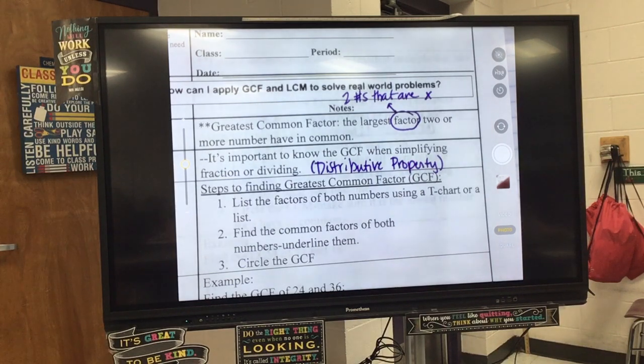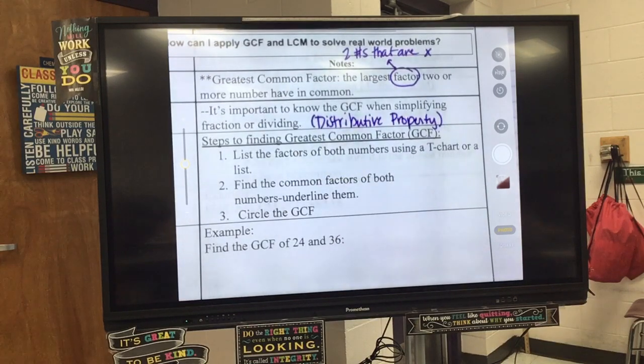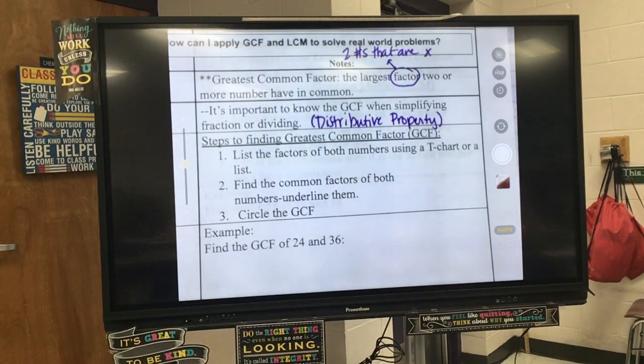All right, so steps to finding the greatest common factor, or you'll hear me call it GCF all day long. The first thing you need to do is list the factors of both numbers using a T-chart or a list. We call it tall T's. We put a number on top, you draw a T, and then you have your factors on each side. You can call it whatever you want, but again, you are going to hear me refer to it as a tall T.